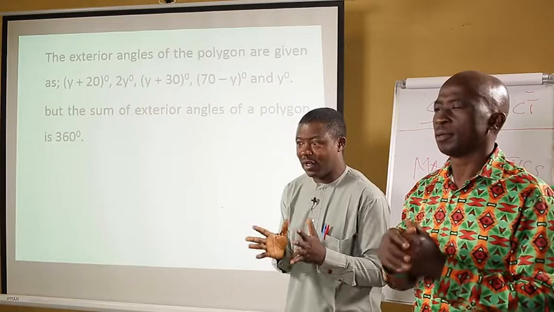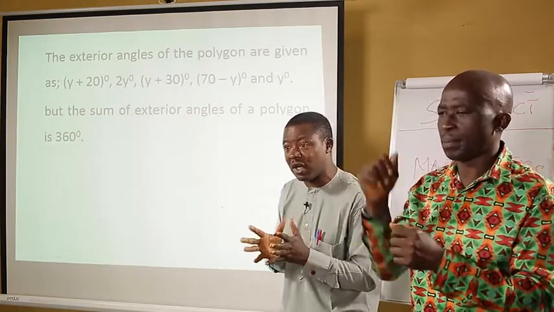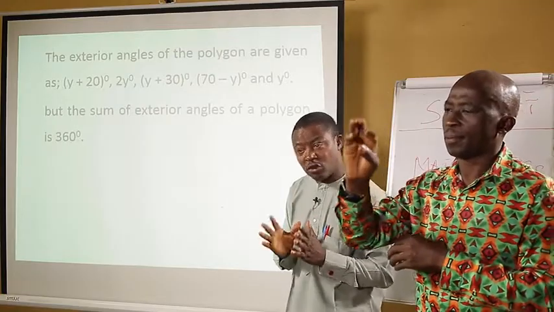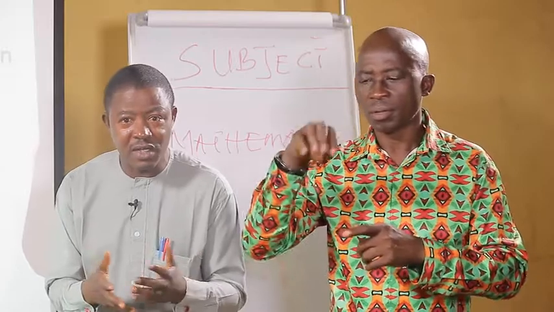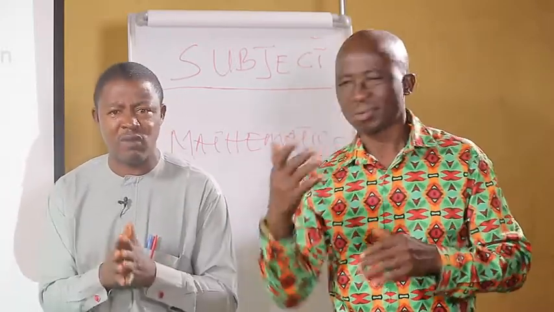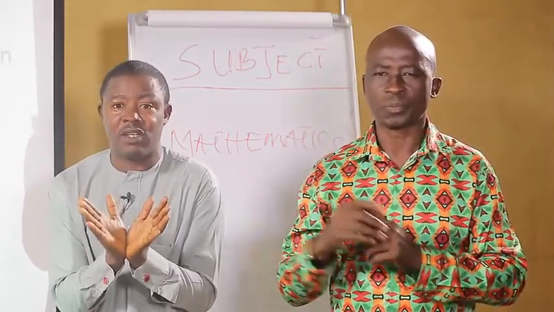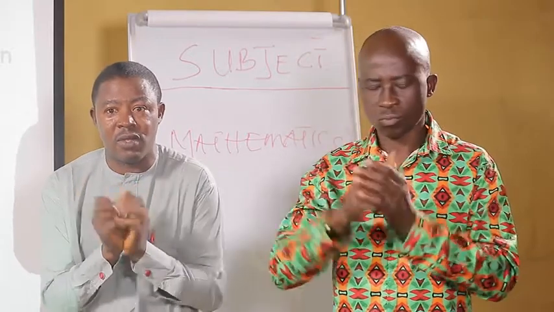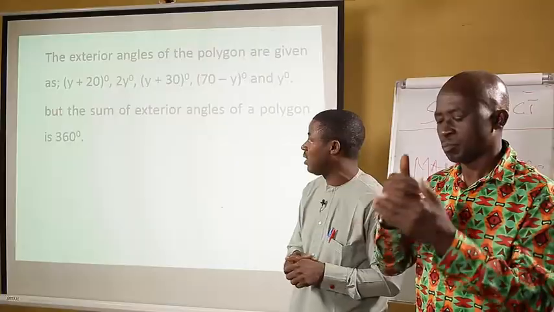So it doesn't matter how many sides the polygon has. All you need to realize is the sum of its exterior angles will give you 360 degrees. So the issue of whether it is a pentagon, a heptagon, a decagon, a duodecagon, whatsoever type of polygon is none of our business in this case. We are expected to just sum up the values given to us and equate it to 360 degrees.